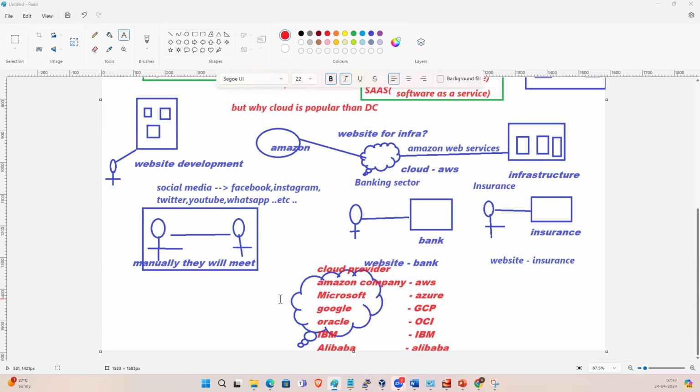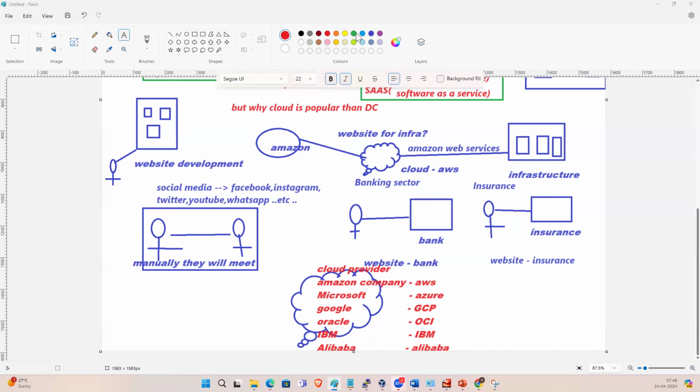But there is a website. There is a website for the data center. If you want to connect to the data center, how can you connect? They created a website to link up to the data center. We can click any operation on the web page, and it will connect to the data center and do it. We don't have to go manually to the data center. We can do any operations from the website. That's the reason cloud is more popular than DC. So these are the cloud providers.